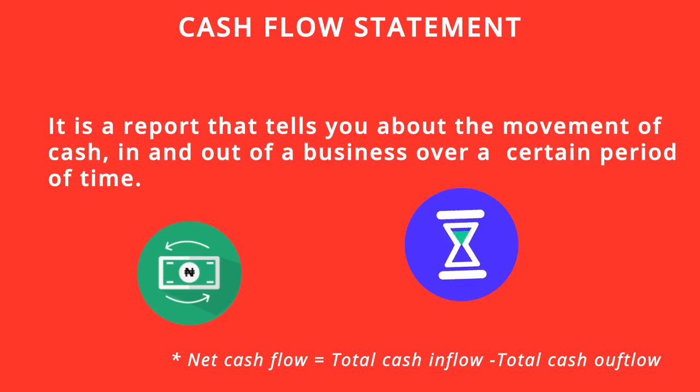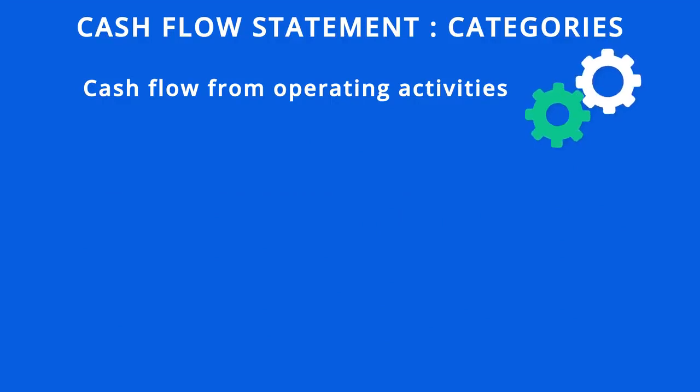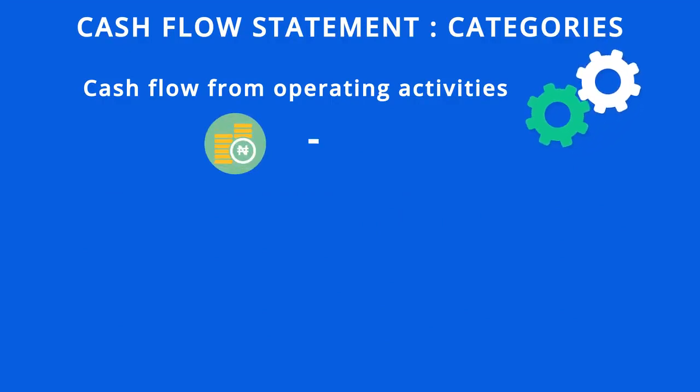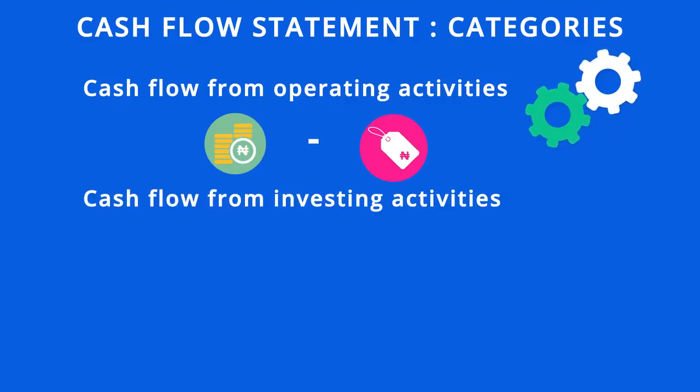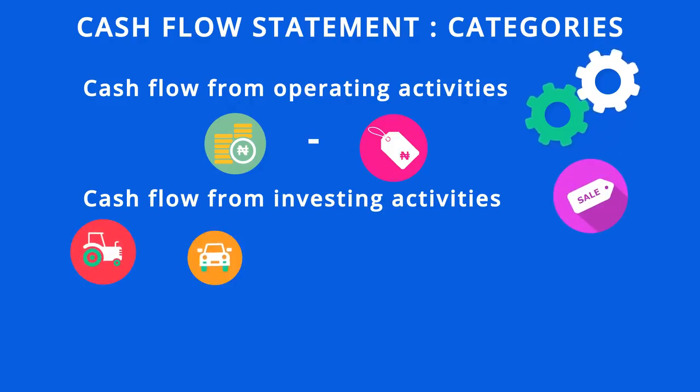The cash flow statement recognizes the flow of cash under three major categories. The first category is referred to as cash flows from operating activities. This represents cash that comes in from revenue, less cash that goes out from expenses. The second category is cash flow from investing activities. This represents cash that comes in from sales of an old machine, an old car, and cash that was spent on purchase of fixed assets like a machine or investment.